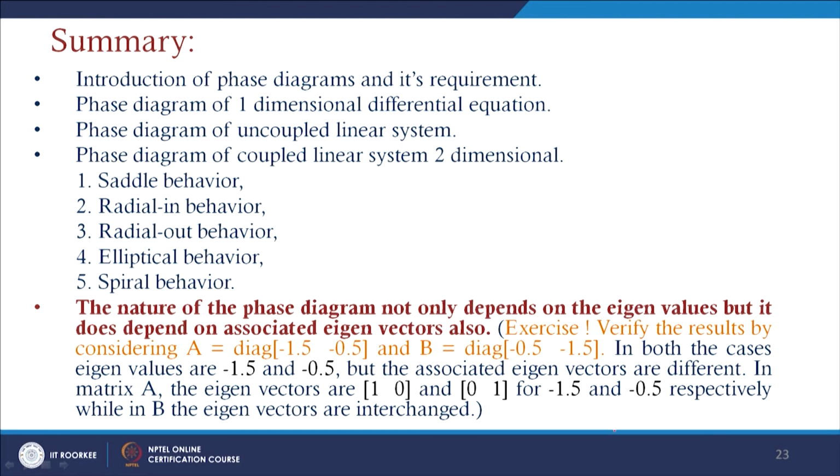In both these cases the eigenvalues are negative, but the associated eigenvectors are different. Then we can have eigenvectors in matrix A. If you see here, the eigenvectors are 1 0 and 0 1 for minus 1.5 and minus 0.5, while in B the eigenvectors are interchanged. So, in that case also we can use these phase diagrams to find the stability nature of this system.